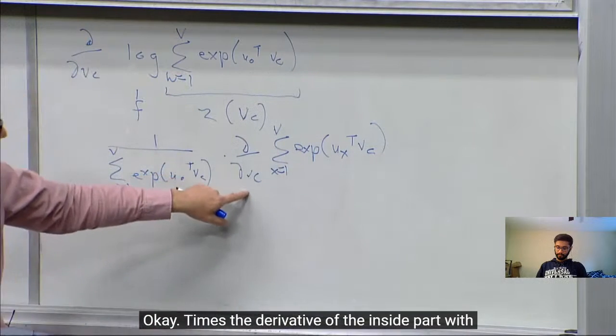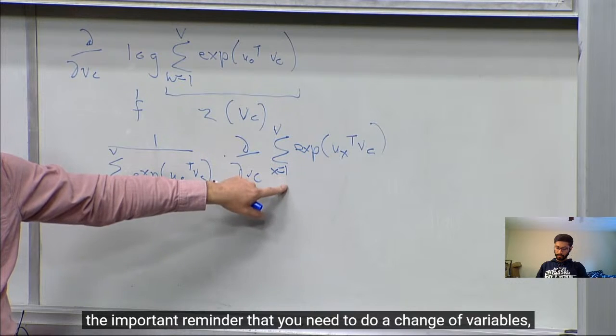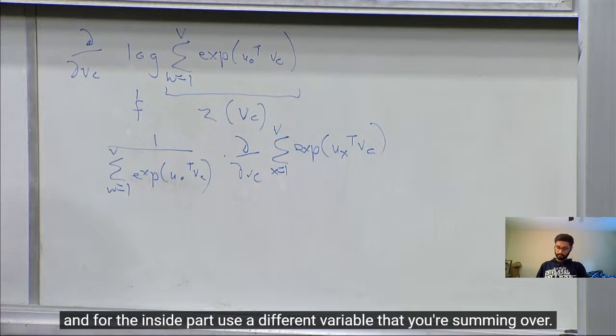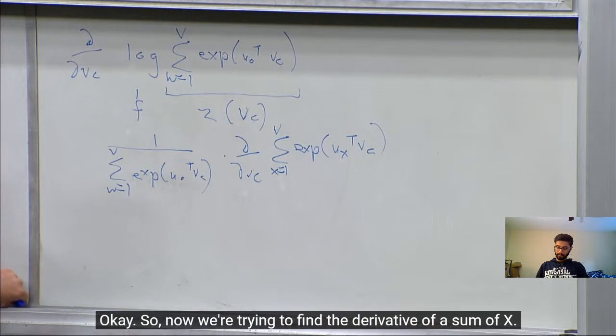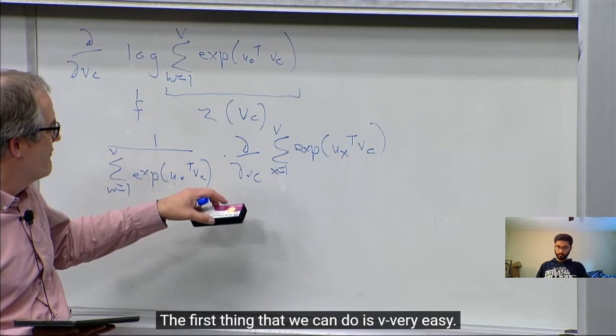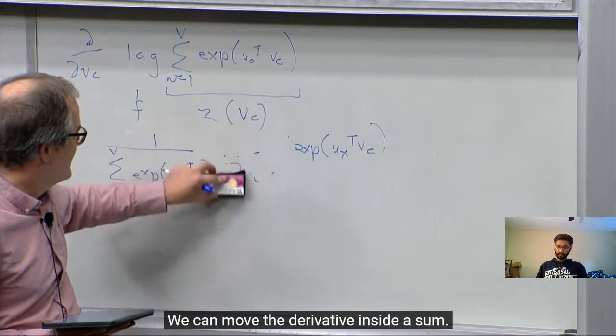Okay, times the derivative of the inside part, with the important reminder that you need to do change of variables, and for the inside part, use a different variable that you're summing over. Okay, so now we're trying to find the derivative of a sum of x. And the first thing that we can do is very easy. We can move the derivative inside a sum.